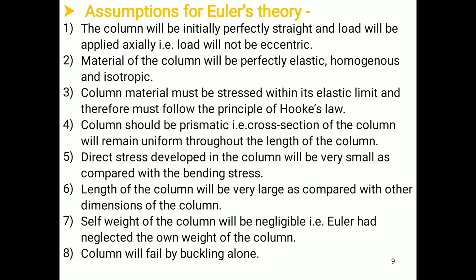The fourth assumption is the column should be prismatic. Column should be prismatic means the cross section of the column will remain uniform throughout the length of the column. So there will be no change in the cross section of that particular column. If the cross section remains the same throughout its length, then it will be considered as a prismatic column.